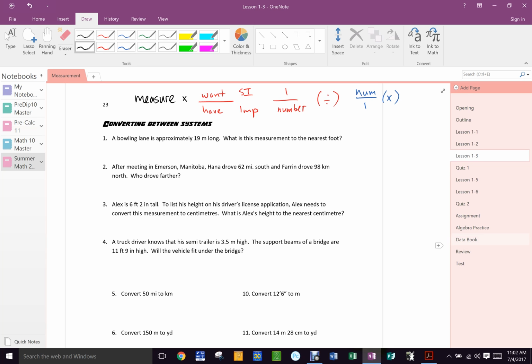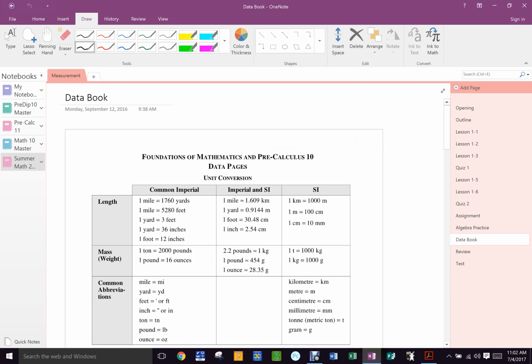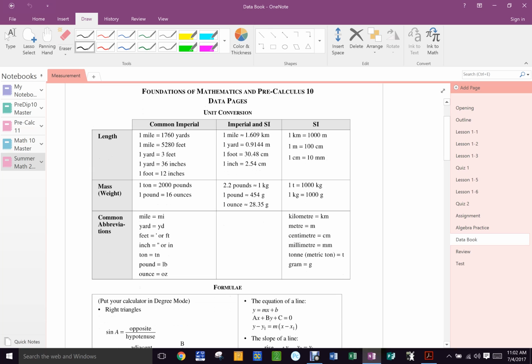Now, I'm going to be using this page here. I'm going to flick to it. I have a lot of this memorized. You guys probably don't. If you do, great. If not, no big deal. You have this in your books. It's page 16, I think, right? So you can flip back to it if you need to.